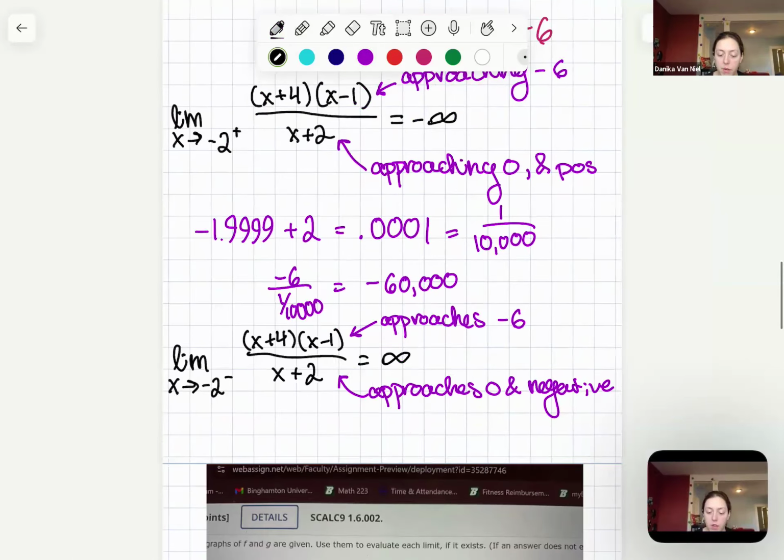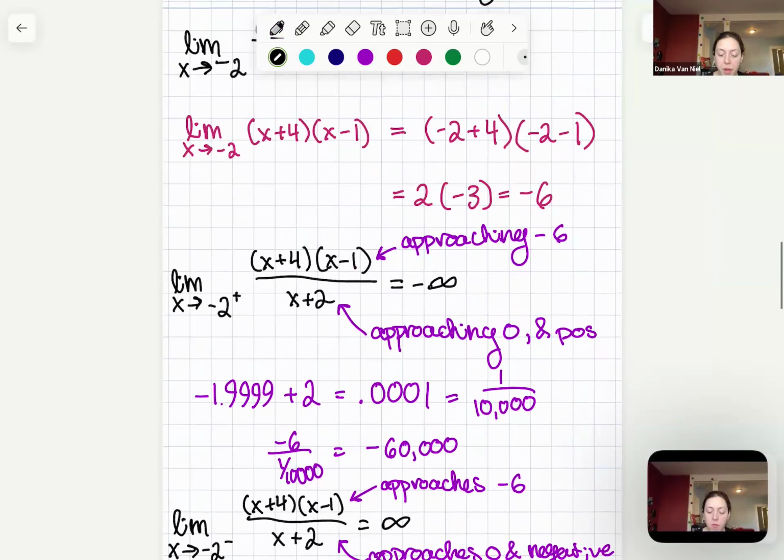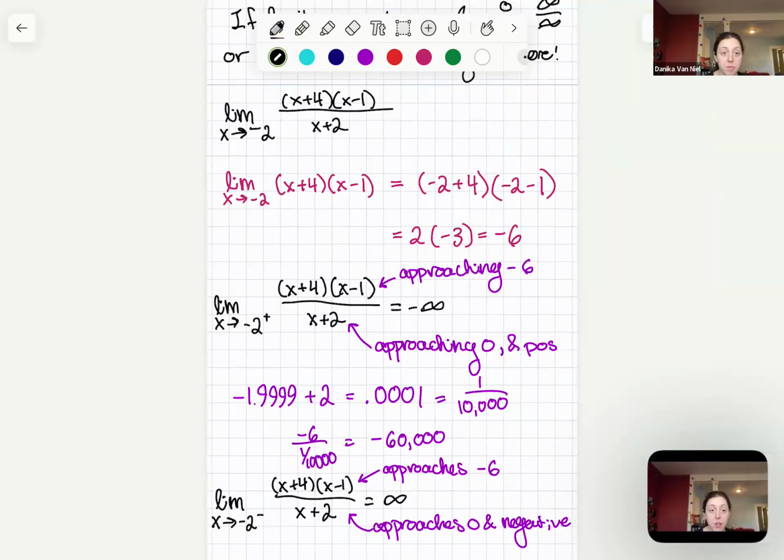So why was I doing all this? Right, because I wanted to figure out the limit as x approaches -2 of this function. I wasn't able to figure it out just by looking at it, so I took the left and right limit, and my left and right limits do not agree. Infinity is not equal to negative infinity. So this does not exist, or DNE.